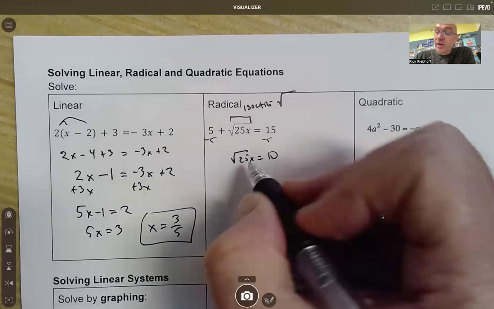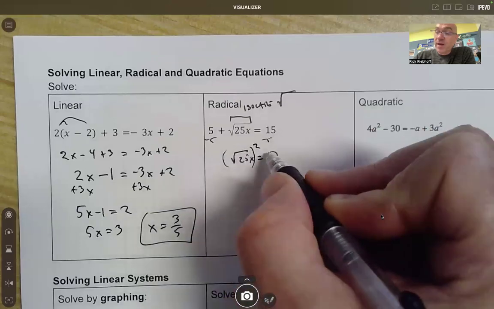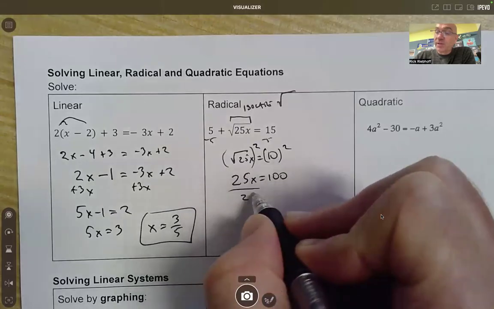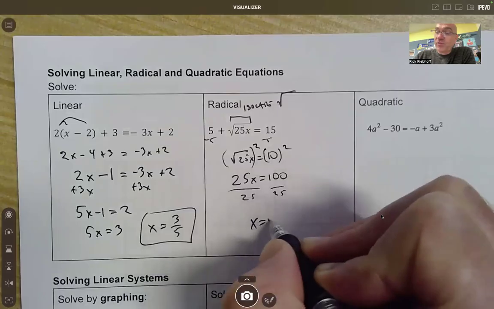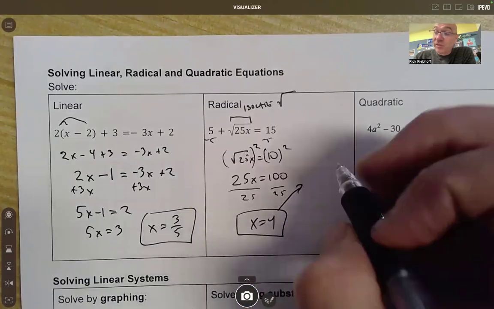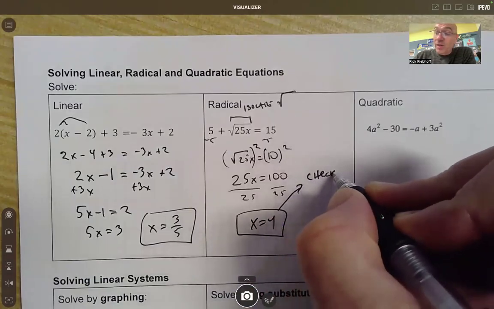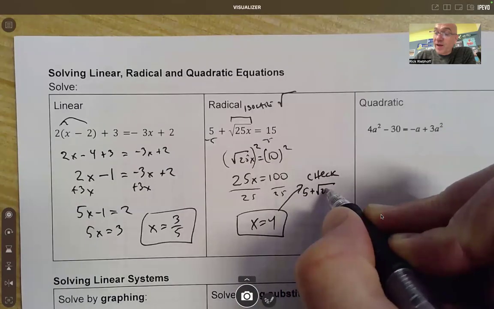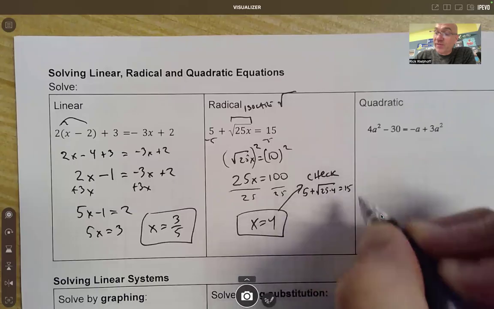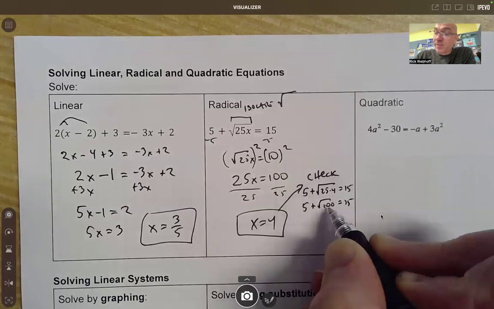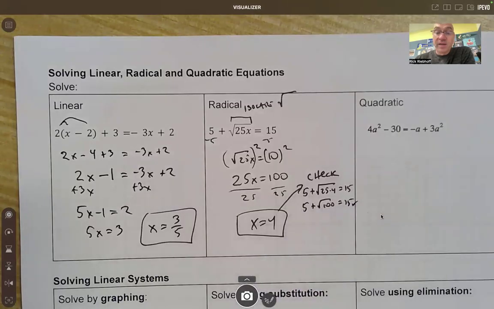And the next step is to, how do we undo a square root? We square. So 25x equals 100. Divide both sides by 25, and x equals 4. We need to check to make sure it works. Anytime you square both sides, we can introduce things that do not work. So let's go. 5 plus root 25 times 4, does that equal 15? 5 plus root 100 equals 15. That's going to be 10 plus 5. Yep, we're good. I don't need to go any further. Once I know it works and see it works, I'm good.